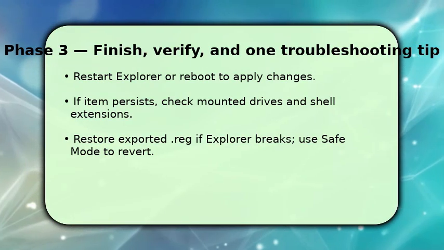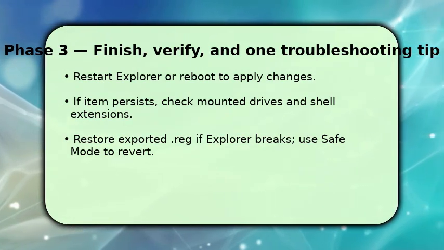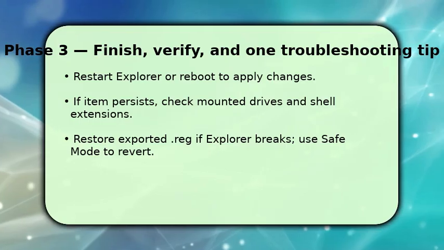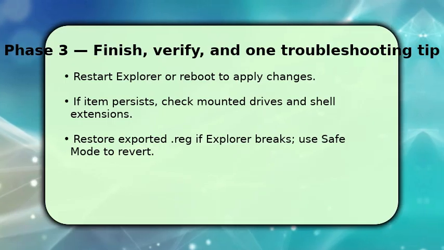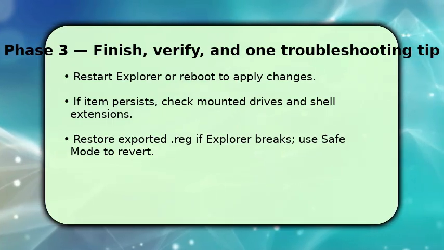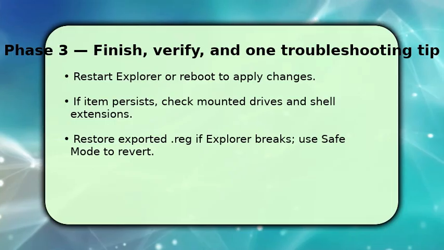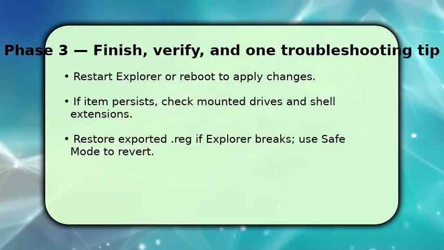To finalize, restart Explorer from Task Manager or reboot Windows so the registry changes take effect. If the Linux entry still appears, make sure no virtual disk is mounted and run shell xview to disable related shell extensions, then repeat the registry check.